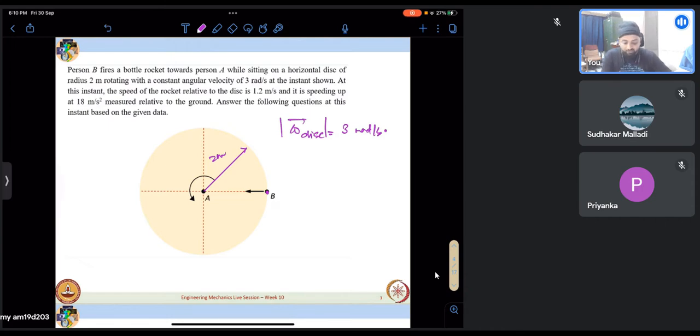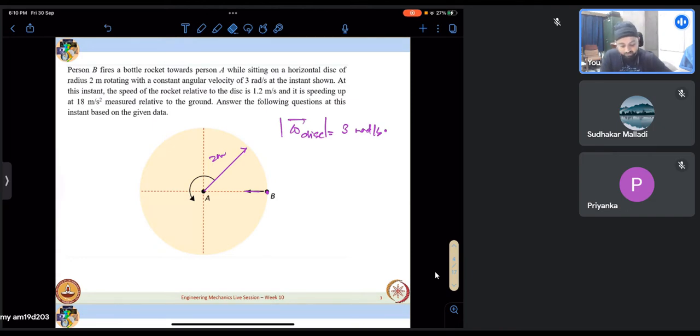At this instant, the speed of the bottle rocket relative to the disk is 1.2 meters per second. This is the representation for the bottle rocket. At that instant, it is moving towards A with a relative speed of 1.2 meters per second, relative to the disk, which itself is rotating. It is speeding up at 18 meters per second squared because the gunpowder is igniting in the rocket, and that acceleration is measured relative to the ground.